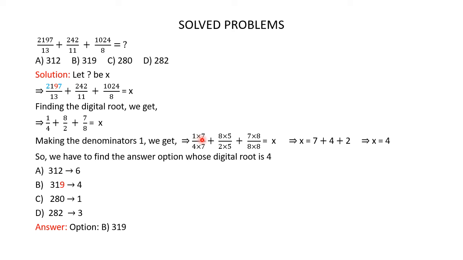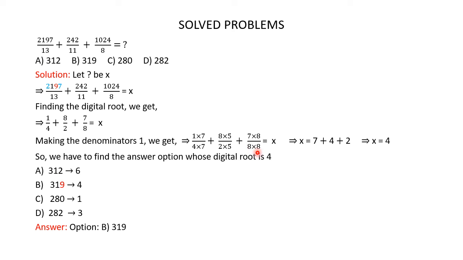1 multiplied by 7 is 7. So the digital root of the numerator of this fraction is 7. Here 2 multiplied by 5 is 10 and 1 plus 0 is 1. So the digital root of the denominator here is 1. 8 multiplied by 5 is 40 and 4 plus 0 is 4. So the digital root of the numerator here is 4.